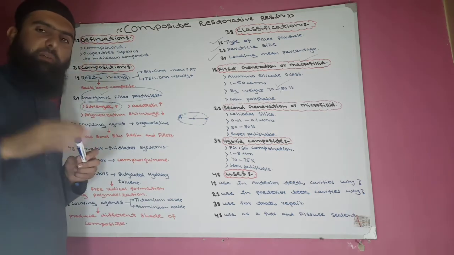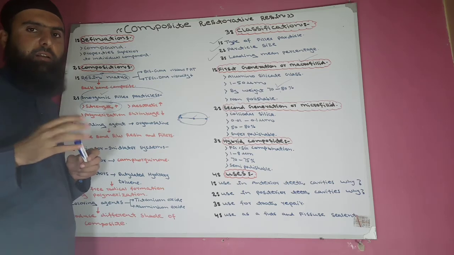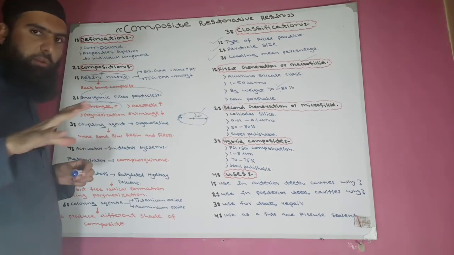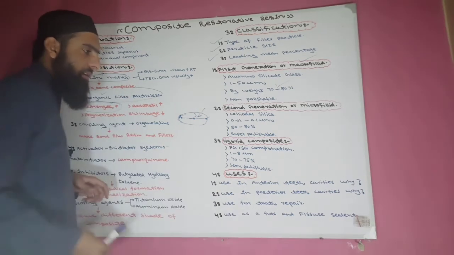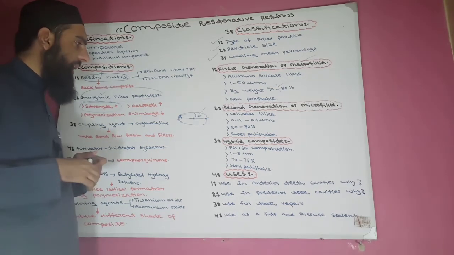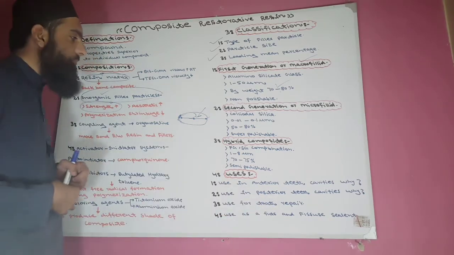Now the pits and fissures are the best shelter for bacteria, the best place to accumulate food and bacteria. Therefore, we close these pits and fissures with composite resin to prevent the shelter of bacteria. Therefore, we use composite as a pit and fissure sealant.